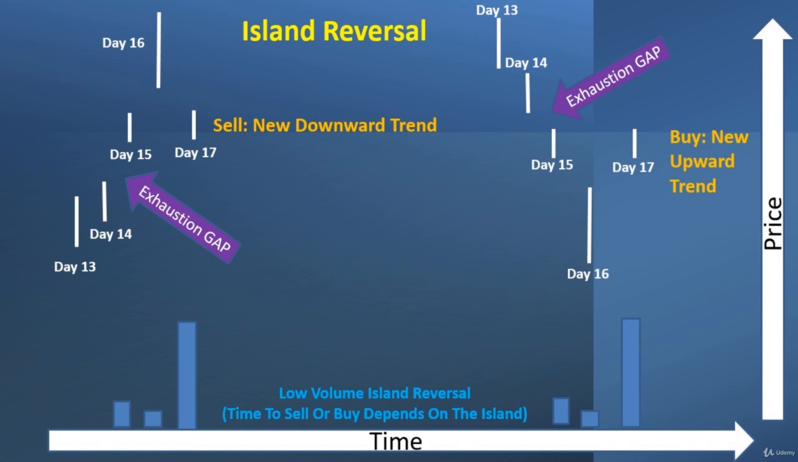What happens on day 17? The price goes back up significantly. We see that high volume. We see that we have an island reversal, but actually it's going in the other direction, and we want to buy on that. Now we're seeing a new upward trend that is forming, and so this would be a great buy signal, kind of confirming with that volume that we have an island reversal going in the other direction.